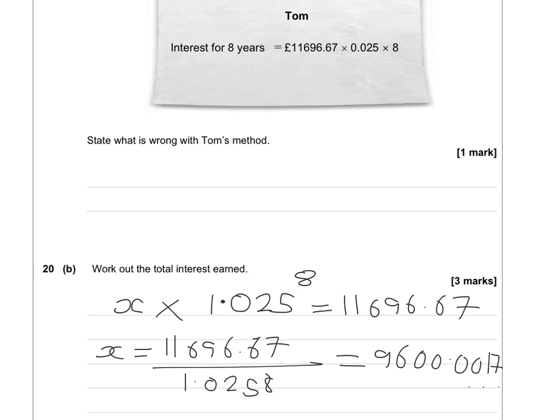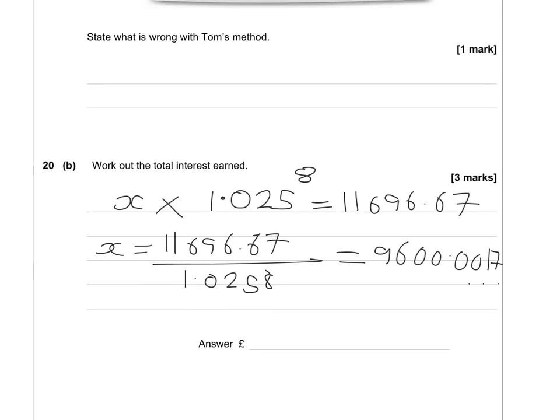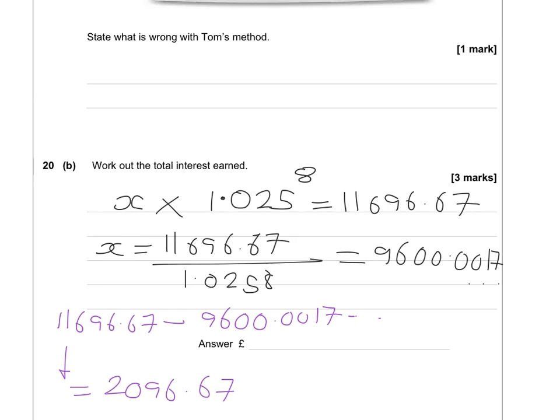9,600.0017. But the question actually asked us to work out the total interest earned, not the starting amount of money. So if we take the final amount of money in the account and subtract from that 9,600.0017, that gives us the interest, which is £2,096.67. So that is our final answer to the nearest penny.